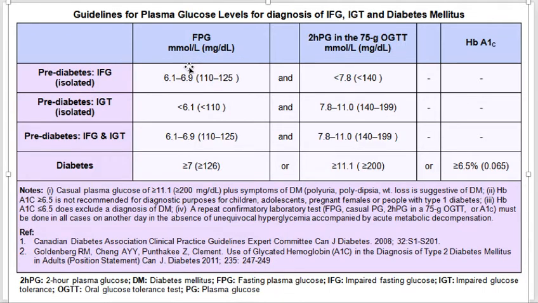Or simply, if you are normal and you conduct an OGTT and you don't have diabetes, of course your values will come back as less than 7.8 millimole per liter. So it will be either 7.7 or less than that. Okay, guys.